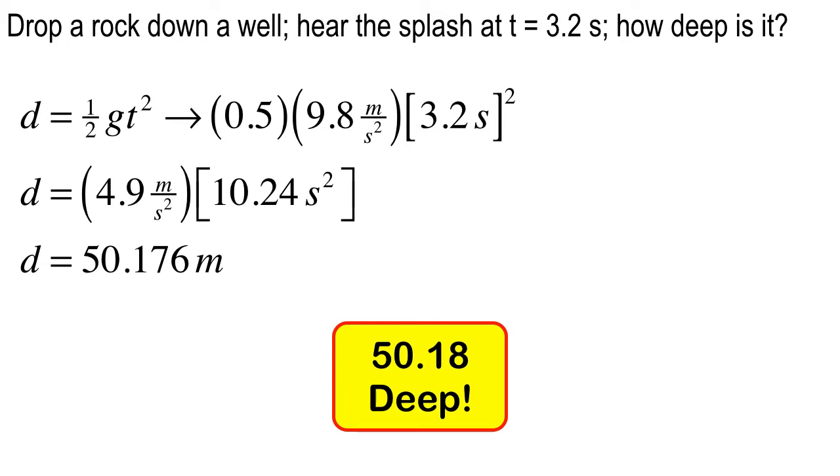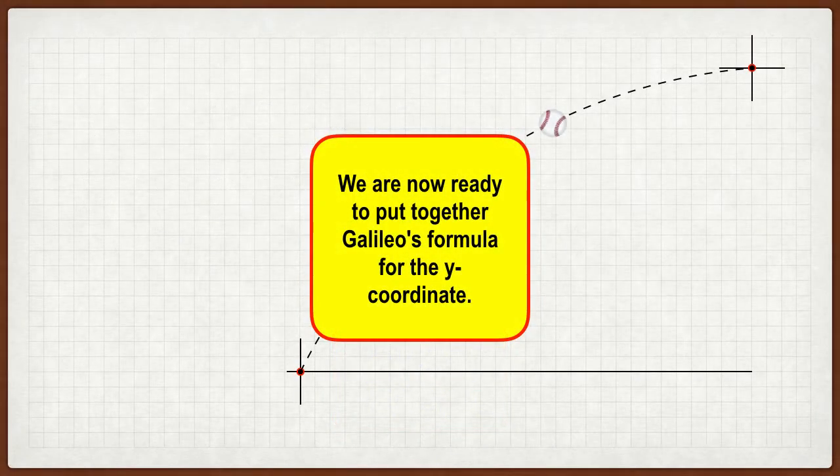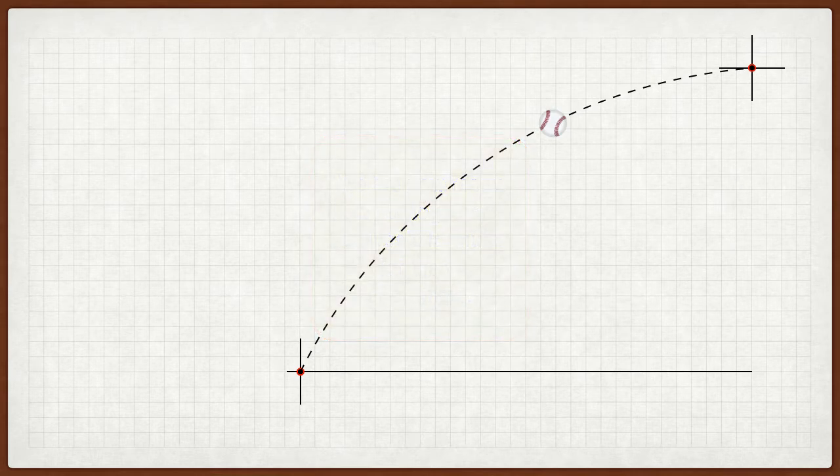All right. Now, let's put together Galileo's formula for the y coordinate. And this is, what is your name again? Brad. Okay, Brad Meister, this is where you would use the negative 9.8 in what we're about to do.